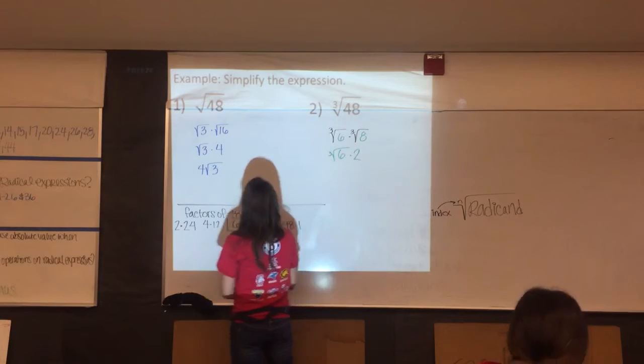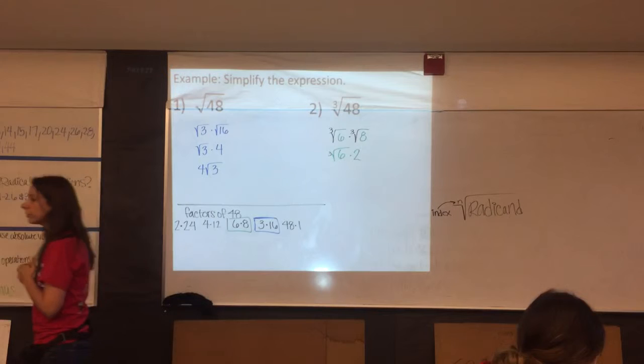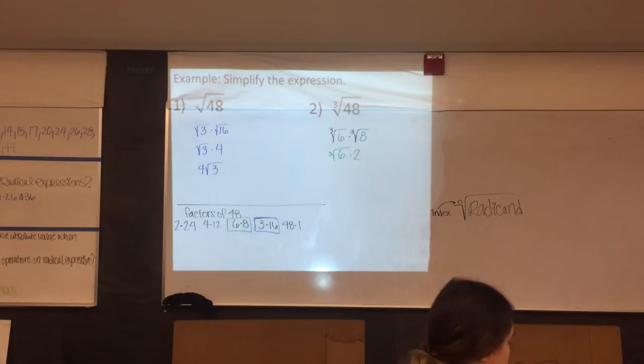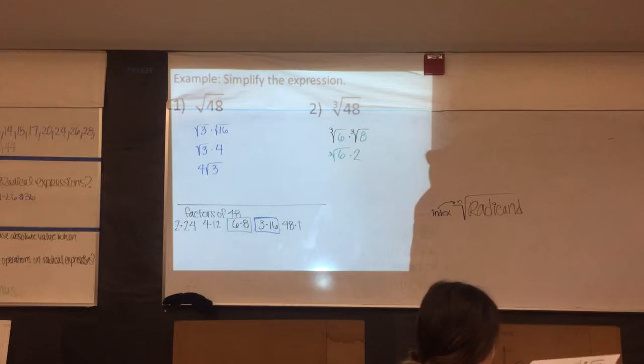Now I want to make sure it does not look like a cube root of 6.2. I want to make sure that it doesn't look like a cube root of 62. Can you show me real quick on your whiteboard how to make it easy for me to read?